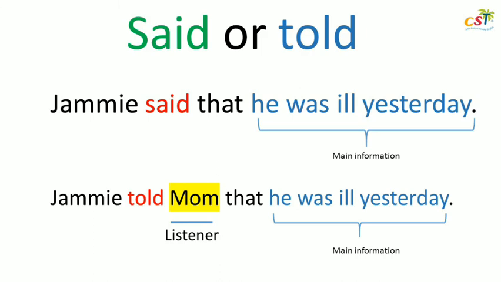But when we use told, we have a listener. Who is the listener for Jamie? Yes, Mom. Mom here is the listener. Jamie told Mom. Jamie told Mom that. If said, you only make it like this. Jamie said that. But for told, Jamie told Mom. Told Mom. There is a listener, and then you go with the information.